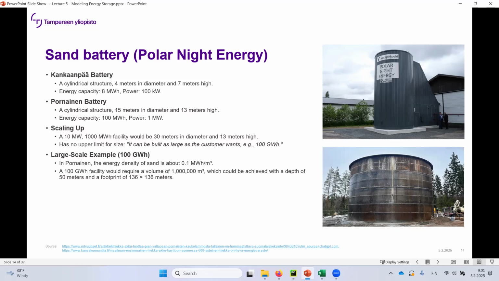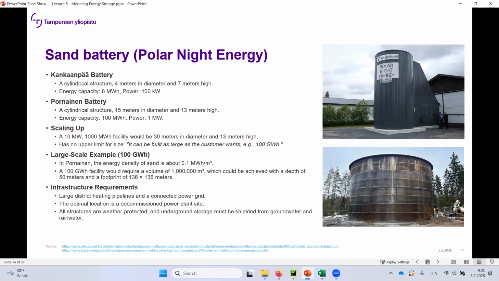And of course, in this there's self-discharge, but it's self-insulating in a sense that if you heat up the middle, there's going to be a lot of sand that acts as an insulator in there. So large heating pipelines, and it has to be connected to the power grid because you're heating it with electricity. So basically you're heating, for example, air and blowing that air through pipes through the sand battery.